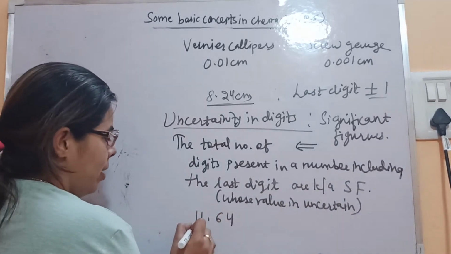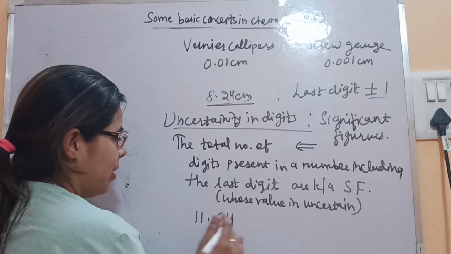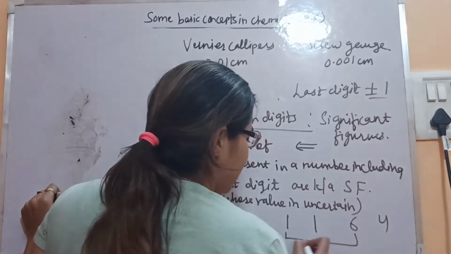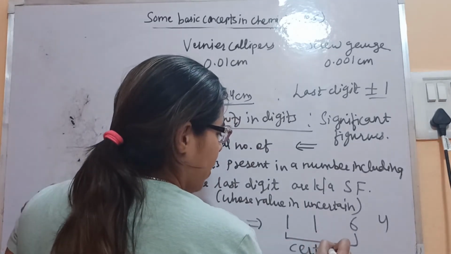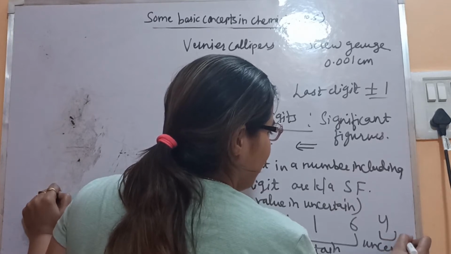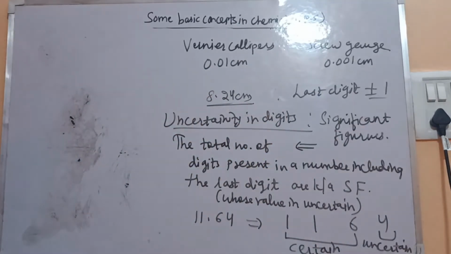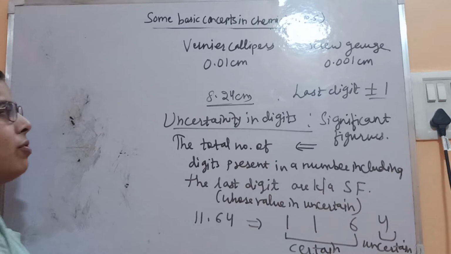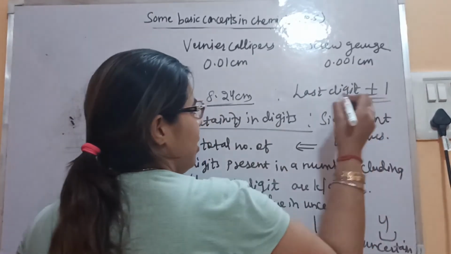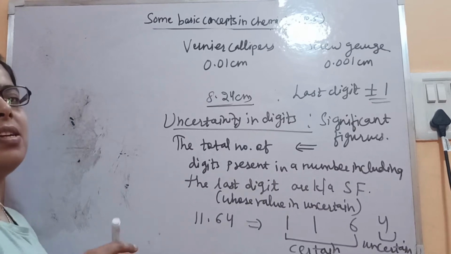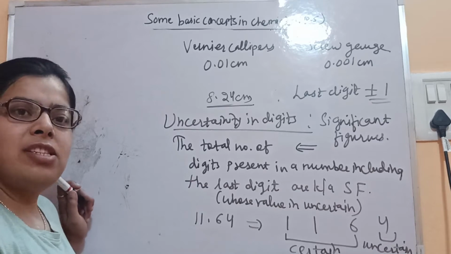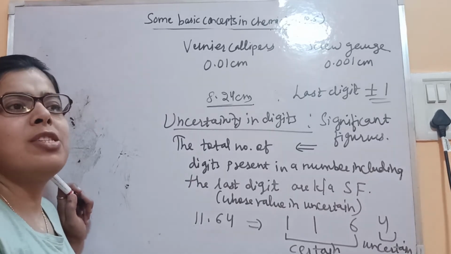So here, if I write like this, 1164, these three digits are certain, but this one is uncertain. Why uncertain? Because here it can be 5 also, it can be 3 also, so that's why it differs by plus minus 1. So it is always uncertain. Why are we saying uncertain? Because it depends on the instrument, the least count of the instrument, which instrument we are using.